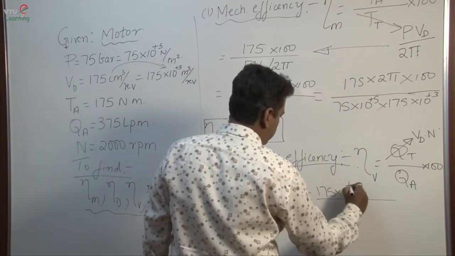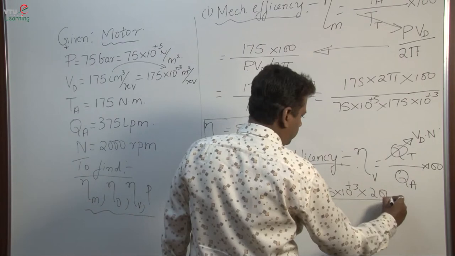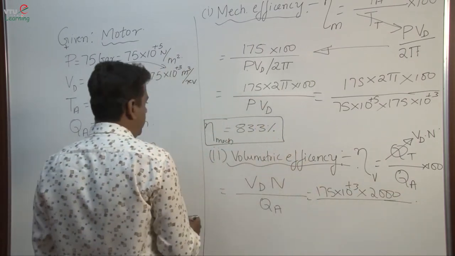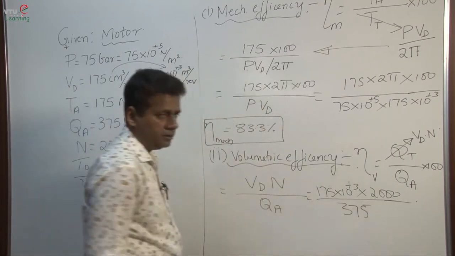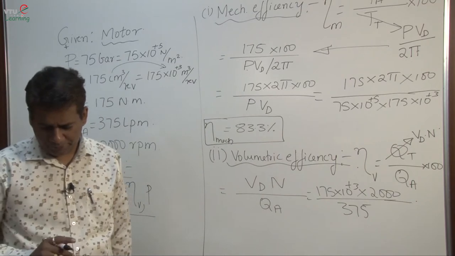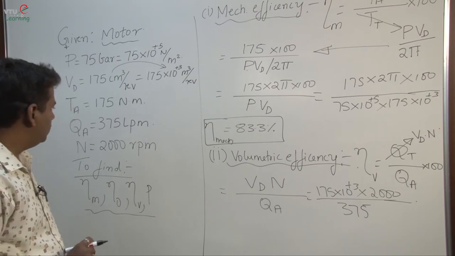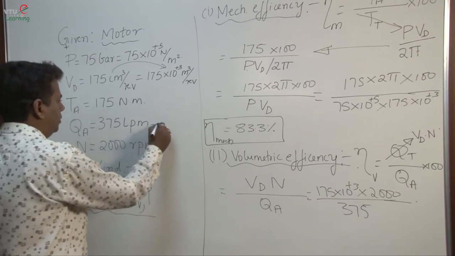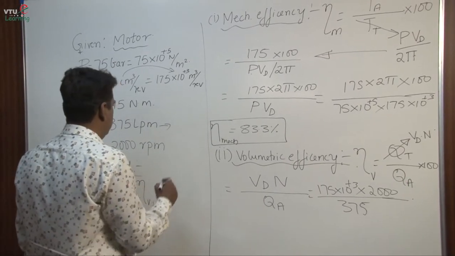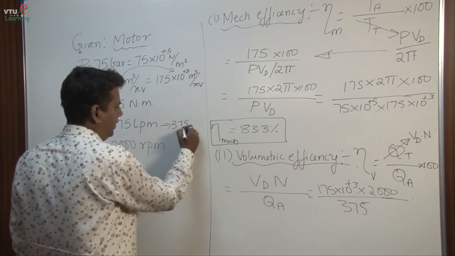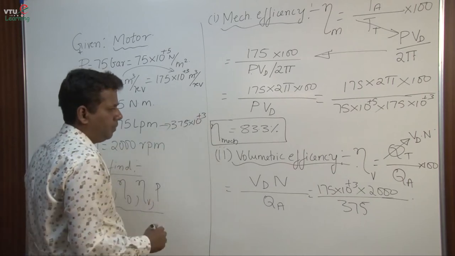175 into 10 to the power of plus 3 into N is 2000 RPM, right? Divided by Q actual, 375 liters per minute, right? So 375 liters per minute. So we have to convert that into what? Centimeter cube per minute. So that is why you have to multiply it by 375 into 10 to the power of plus 3, right?